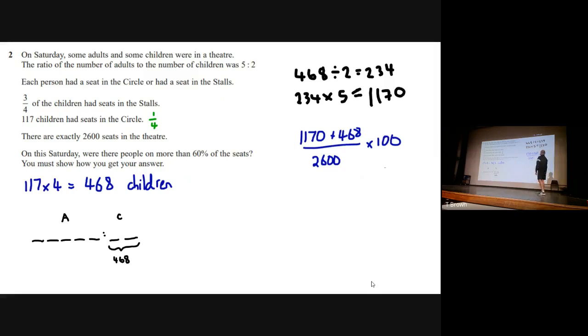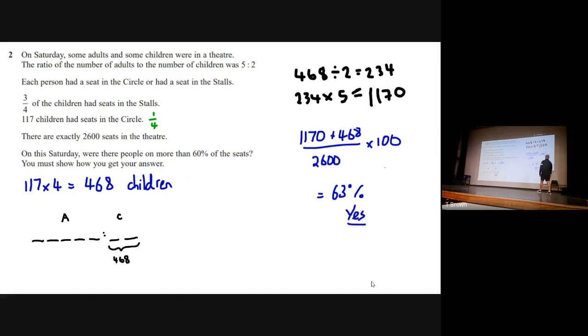So our next step is to work out the percentage of the seats that are full in the theatre. Okay, so we've got 1,170 adults plus 468 children, out of a total capacity of 2,600. And then to turn that into a percentage, we multiply by 100. And that's 63%. Because it said on this Saturday, were there people on more than 60% of the seats? We get 63%, so we say yes.